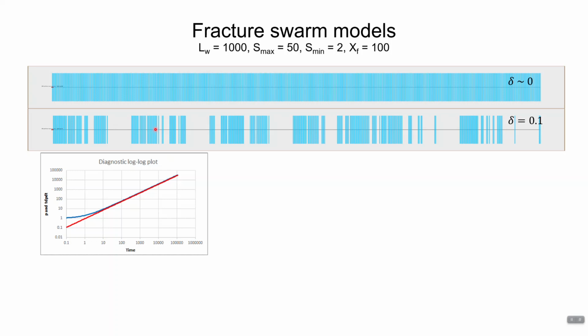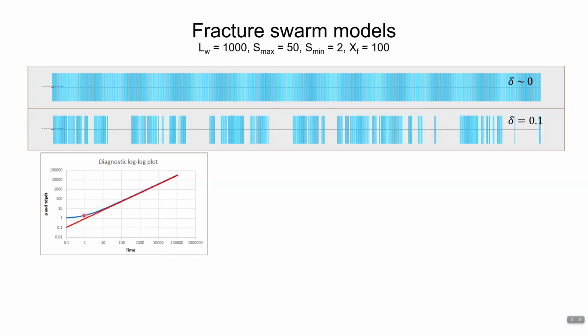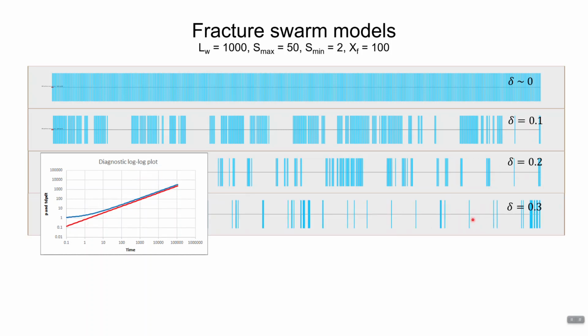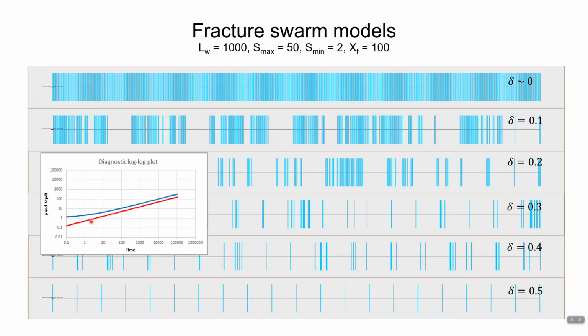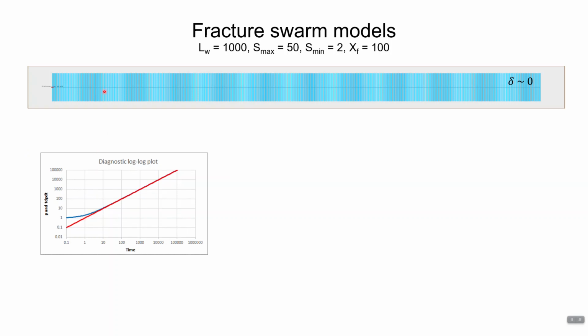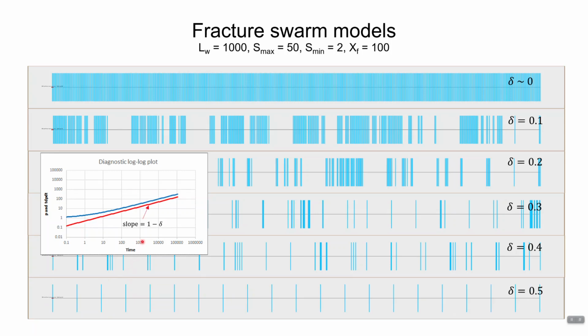If I start to create gaps, now notice that the graph changes, the slope becomes flatter, and the pressure derivatives start to separate. This has a flow dimension of 0.1, flow dimension of 0.2, it's even flatter here. Flow dimension of 0.3, even flatter, 0.4, 0.5, this is linear flow with the slope of 0.5. So this is how I create behaviors in between boundary dominated flow and linear flow here. And the slope is always 1 minus delta.